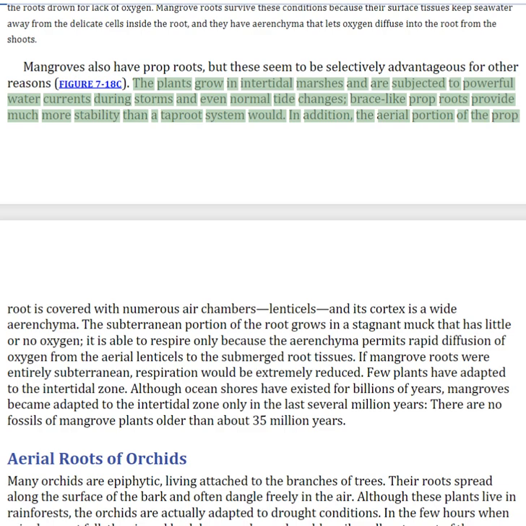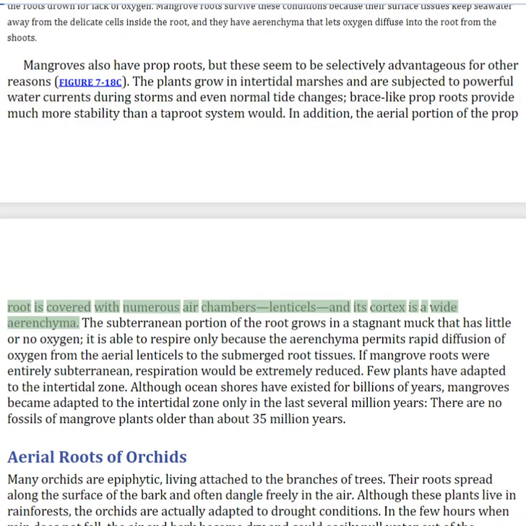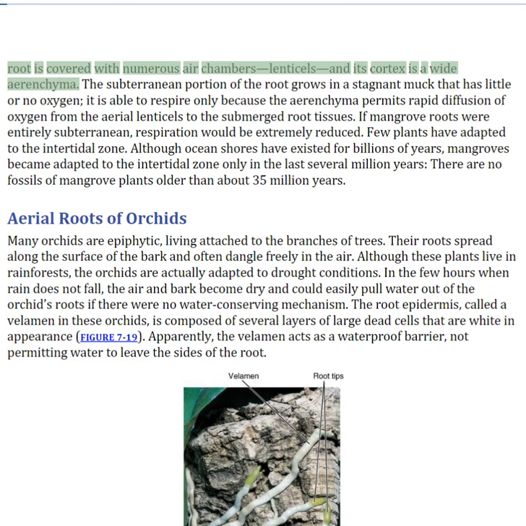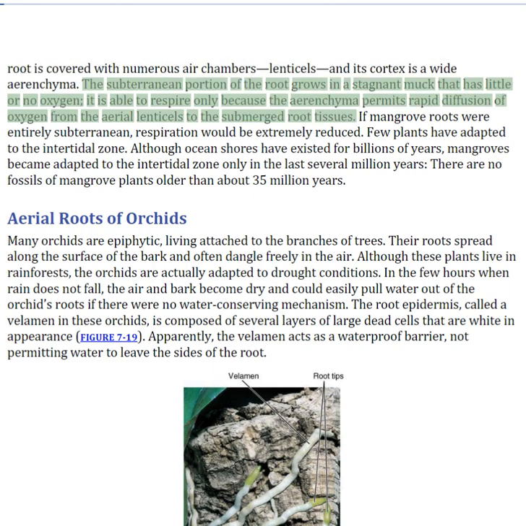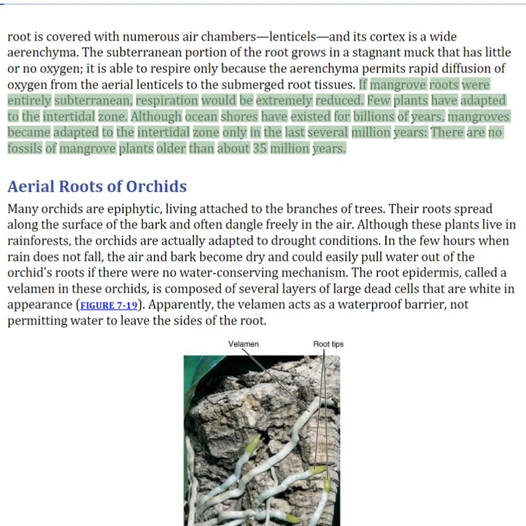In addition, the aerial portion of the prop root is covered with numerous air chambers, lenticels, and its cortex is a wide parenchyma. The subterranean portion of the root grows in a stagnant muck that has little or no oxygen. It is able to respire only because the parenchyma permits rapid diffusion of oxygen from the aerial lenticels to the submerged root tissues. If mangrove roots were entirely subterranean, respiration would be extremely reduced.